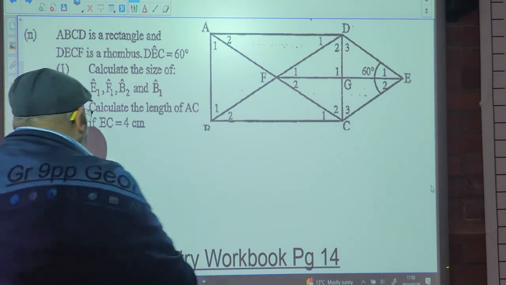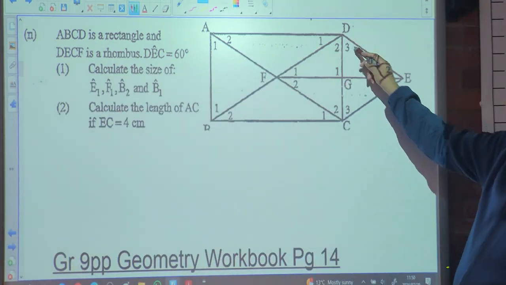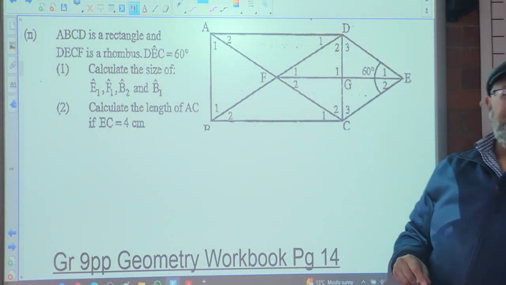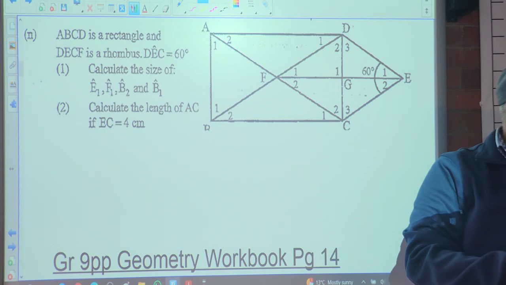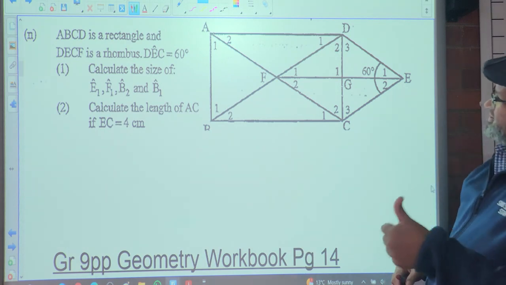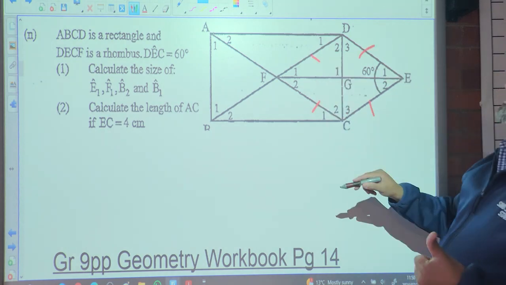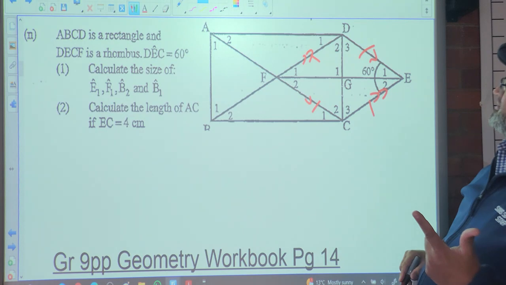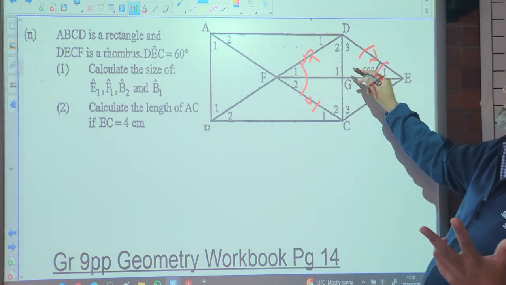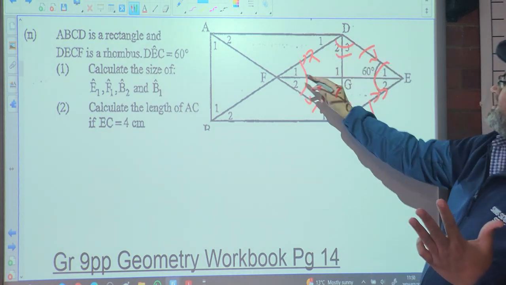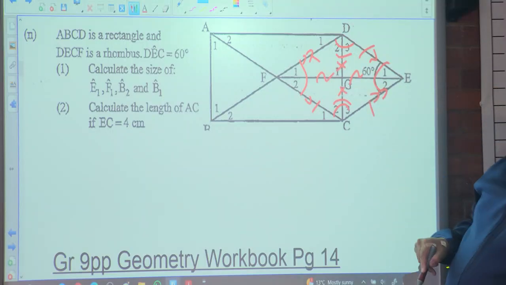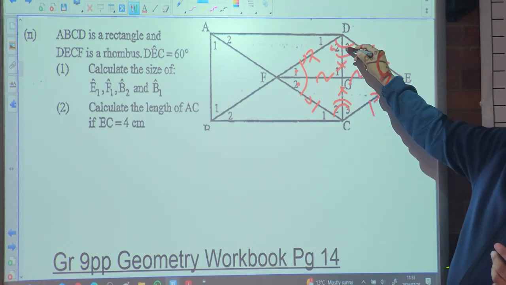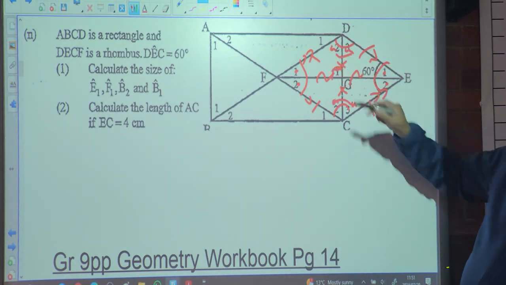And DECF is a rhombus. 16 centimeters. 6 or 5? 6. Right, what are the 6? All sides are equal. Next. 2 pairs of opposite sides parallel. 2 pairs of opposite angles are equal. Diagonals bisect each other. The diagonals bisect the vertex angles. Diagonals are perpendicular. 6, yes.